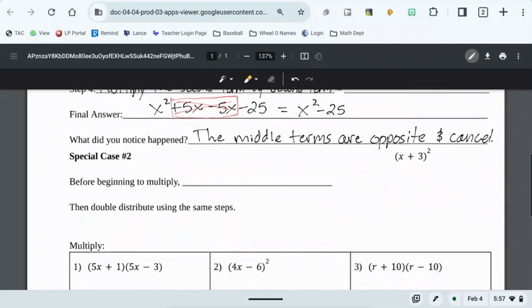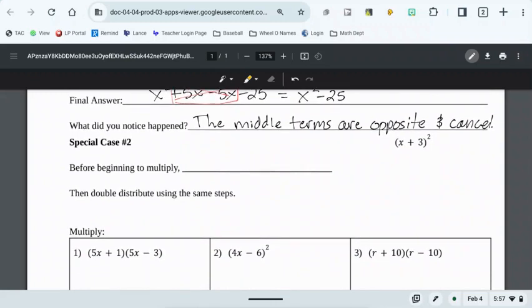Okay. Now, special case number 2. So we notice that we see one piece to this. Instead of two sets of parentheses, we have x plus 3, but then it's being squared. So in last unit, we would distribute that exponent, but that's because there was only one term on the inside of those parentheses. Now we have two terms, so we cannot simply distribute the exponent. Instead, before beginning to multiply, we have to write it twice.